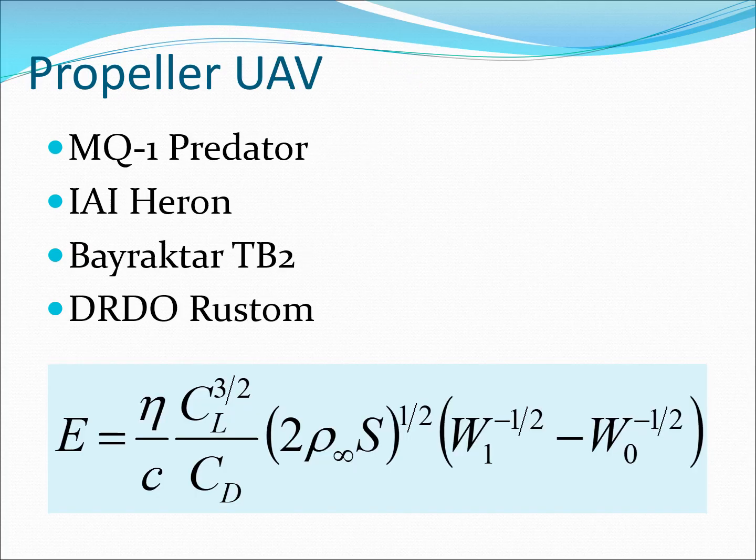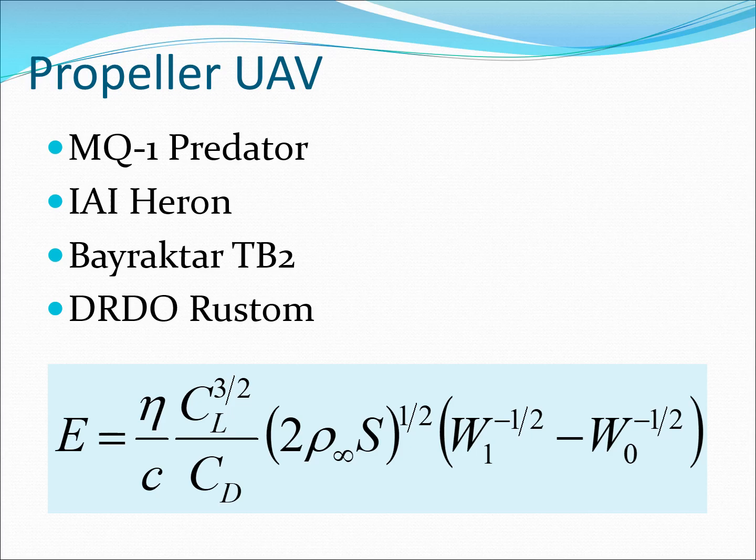Now, of course, a resurgence in propellers has taken place because you will see a plethora of UAVs out there. Most of the conflicts around the world are showing that UAVs are becoming increasingly important in all kinds of conflict situations. And you would have seen UAVs such as the MQ-1 Predator, the IAI Heron, the Bayraktar TB2, the DRDO Rustom. You will see pictures of these if you search in Google.